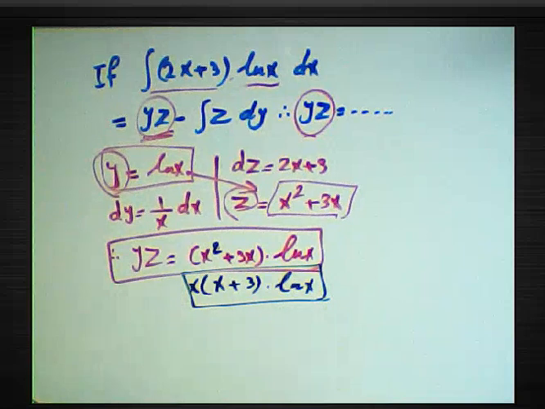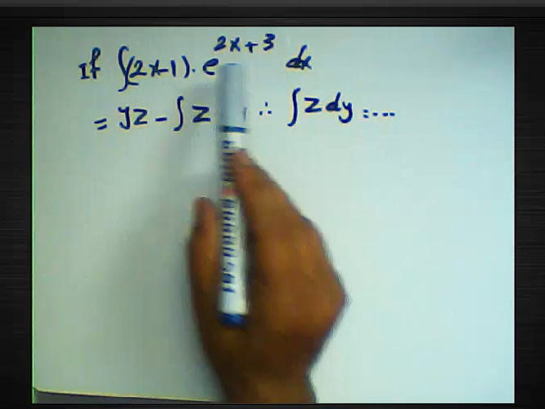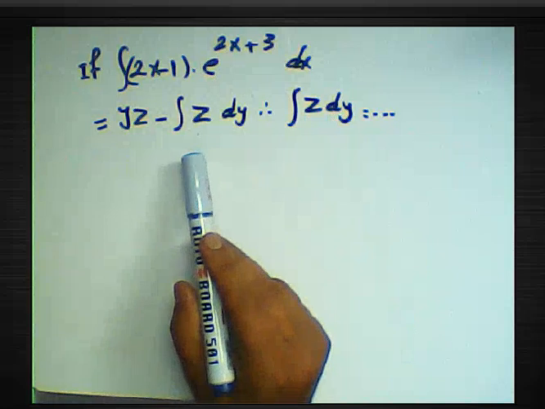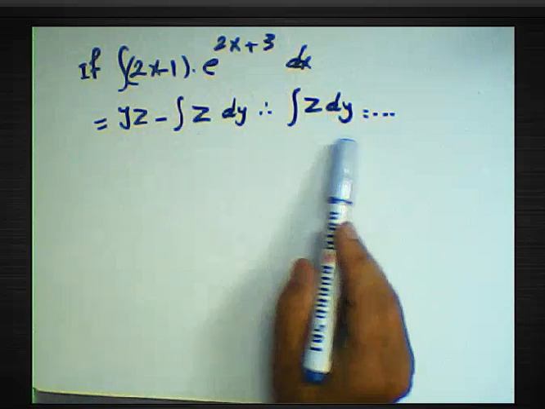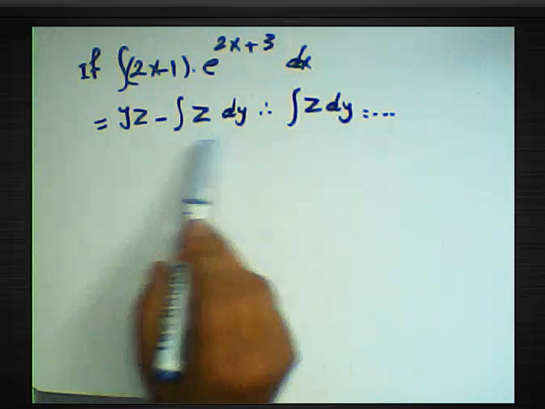So the result, we must write it. Alright. If (2x − 1)·e^(2x+3) dx equals yz minus the integration of z dy, then the integration of z dy equals... We want to find the integration of this.